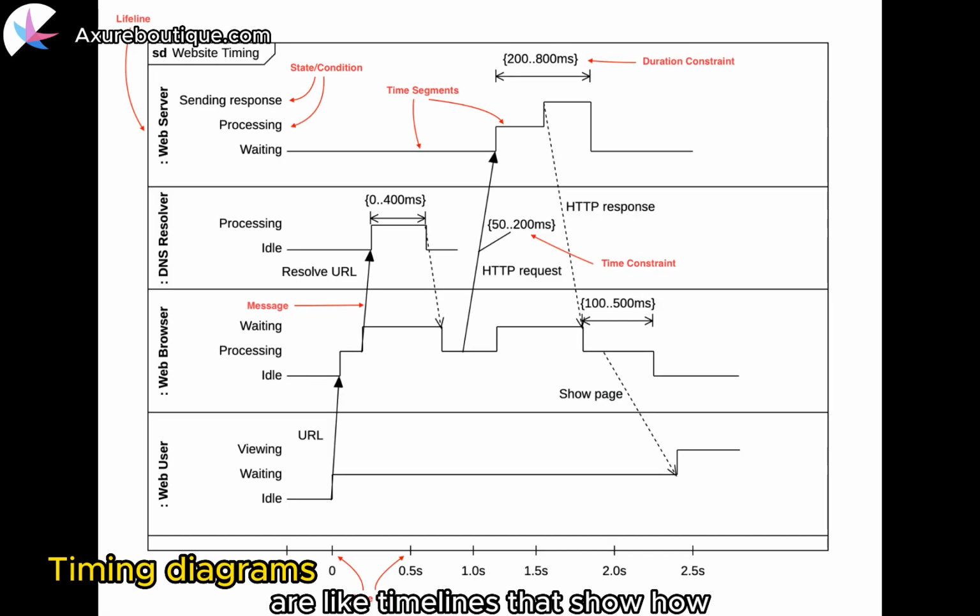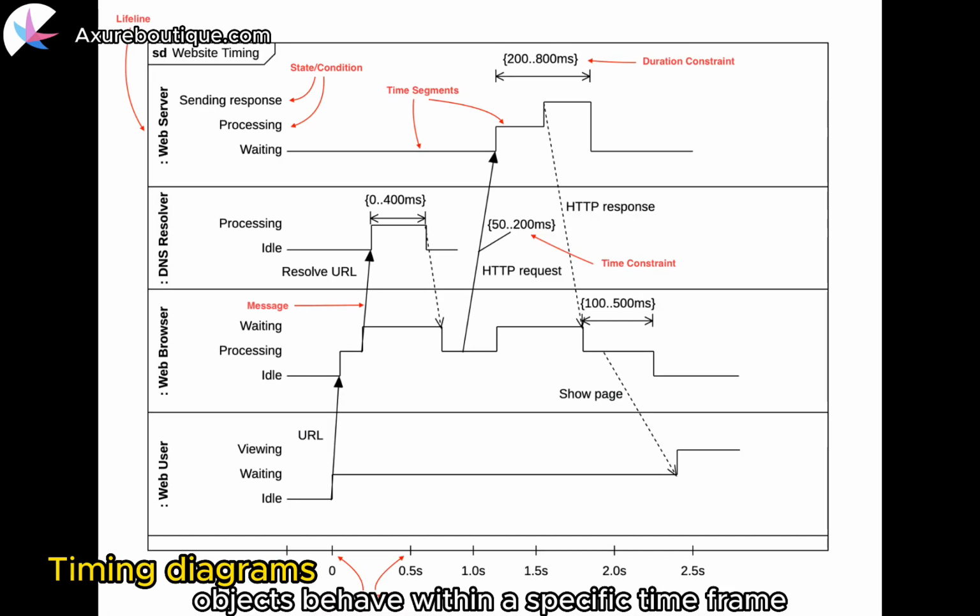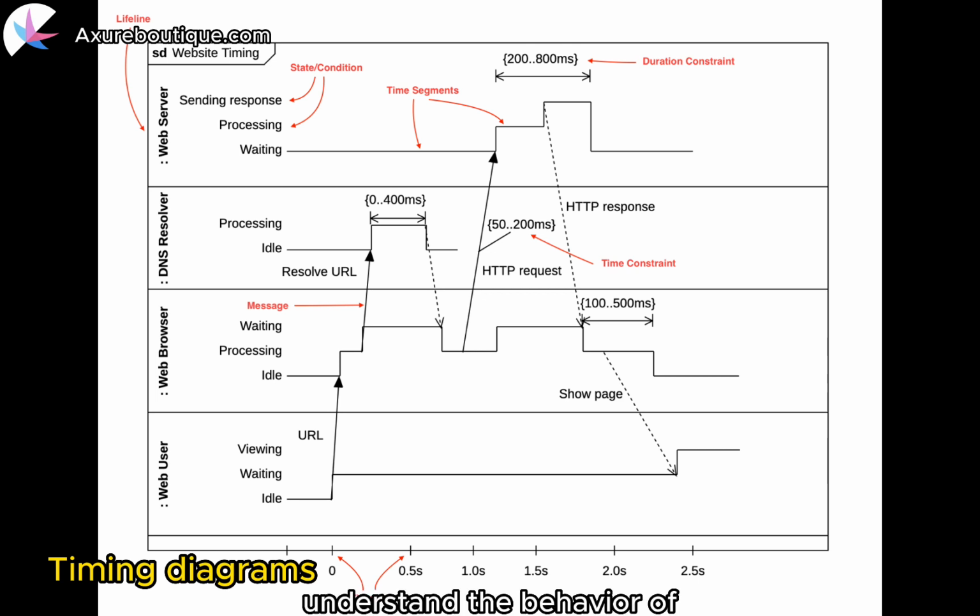Timing diagrams are like timelines that show how objects behave within a specific time frame. They help us understand the behavior of objects over time. In a timing diagram, we use horizontal lines to represent different objects. Each object has its own line. We also use vertical lines to represent time intervals. Timing diagrams are similar to sequence diagrams, but they focus on the timing and duration of interactions.